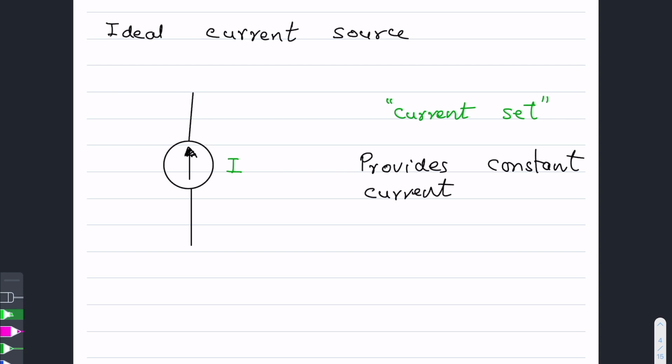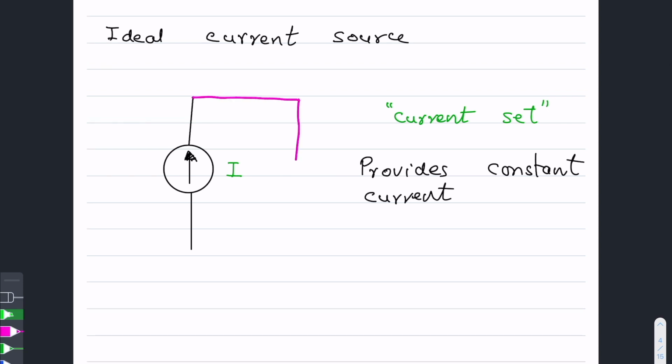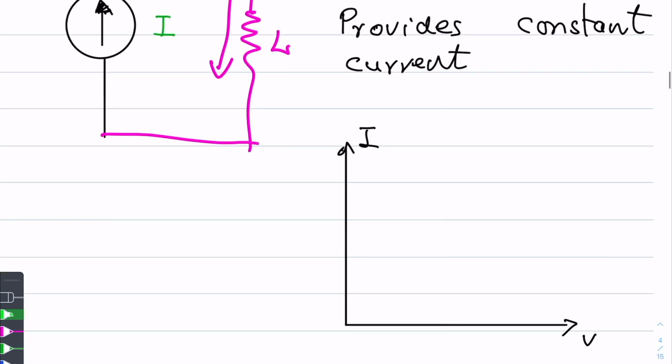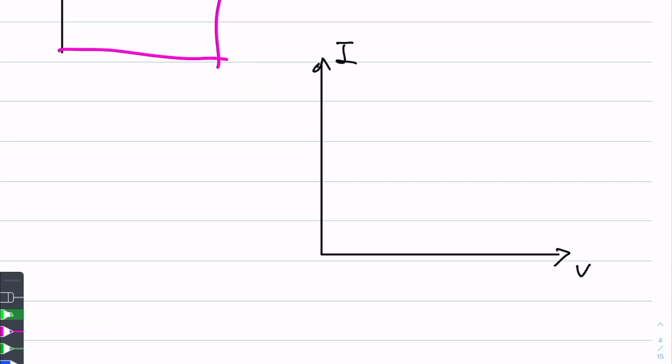Okay, so in other words, independent of what kind of load is connected across the terminals, the current through that load I is constant. So this ideal current source provides a constant current through the load. The voltage might vary, okay? The voltage might vary, but the current will still be the same. So if you look at the IV characteristics of this, voltage on the x-axis and the current on the y-axis, you will see that the current is going to be constant.